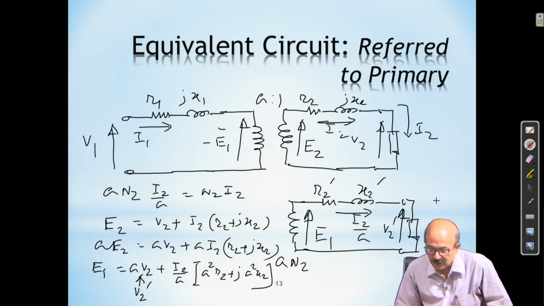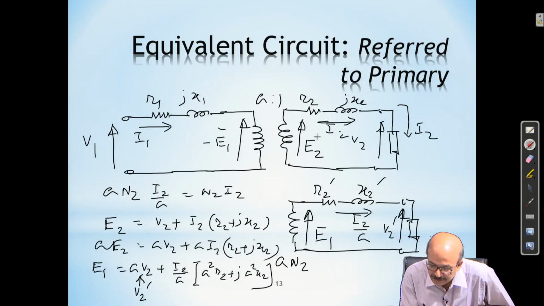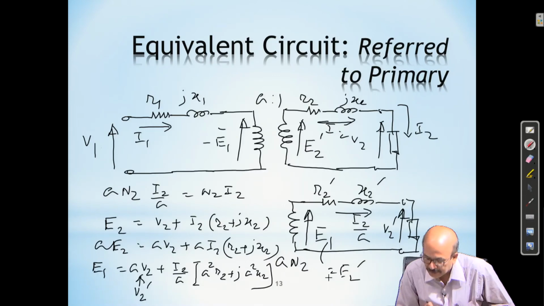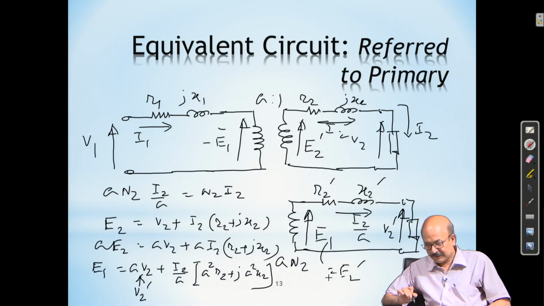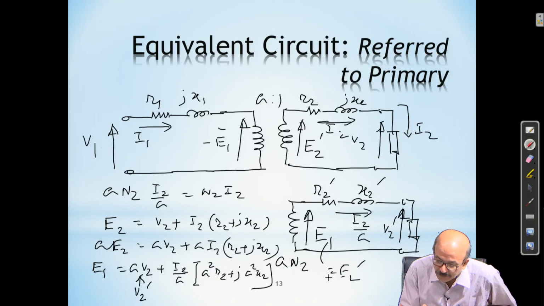right. The only thing is that while doing this, we made E2 now AE2. We sometimes say E2 dash, but we should not put E2 dash here, okay. E1 is basically E2 dash. Normally, we put dash when we refer to the primary. Why do we say this is referred to the primary? Because the voltage on the secondary side is now E1, the primary side voltage.